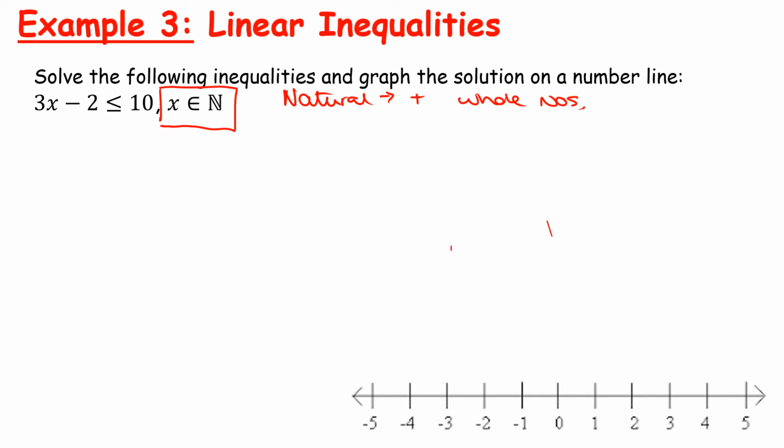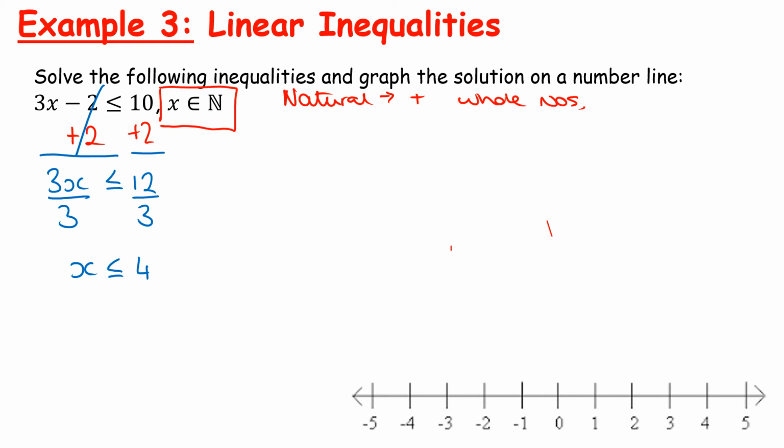So vertical balancing, I'm going to add 2 to both sides. And I get 3x is less than or equal to 12. Divide both sides by the coefficient of x. So x is less than or equal to 4. So 4 is included, so I'm going to dot that.